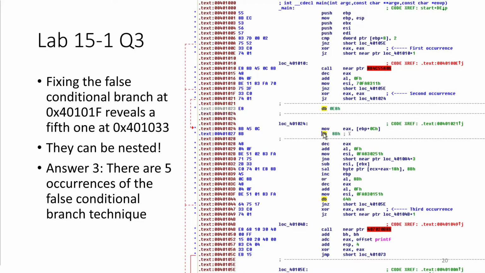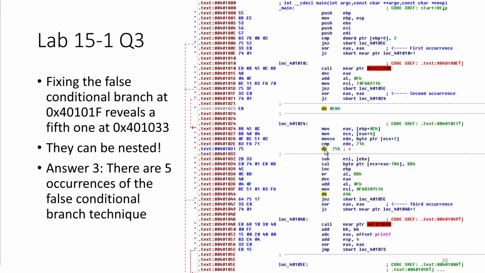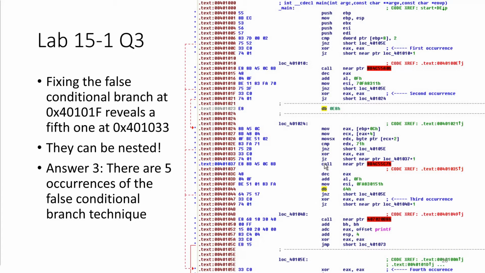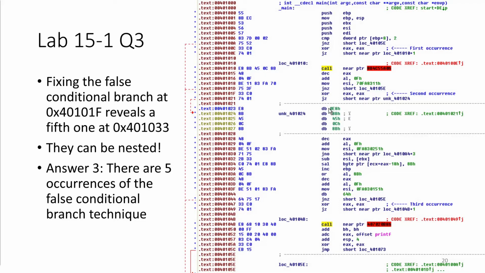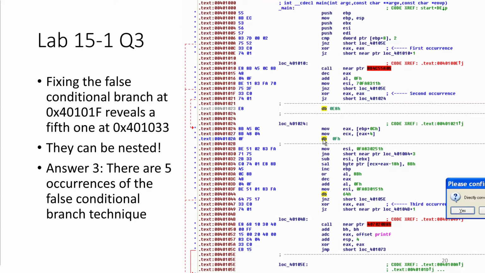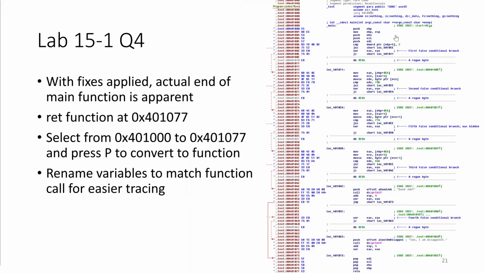In the Lab 15-1 binary, when you fix the false conditional branch occurring at the address hex 40101F, a 5th one is revealed at the address 401033. So it's important to note that these false conditional branches can be nested. Using these techniques, we find a total of 5 occurrences of the false conditional branch technique in the Lab 15-01.exe file.